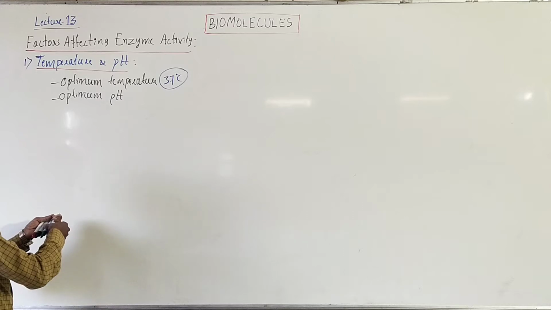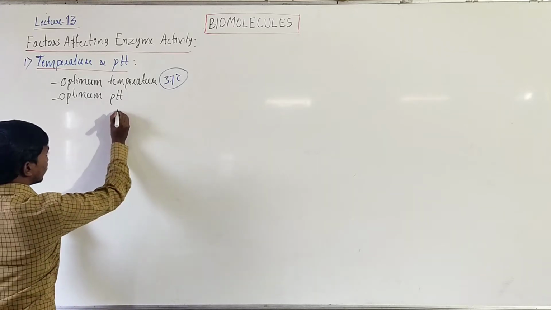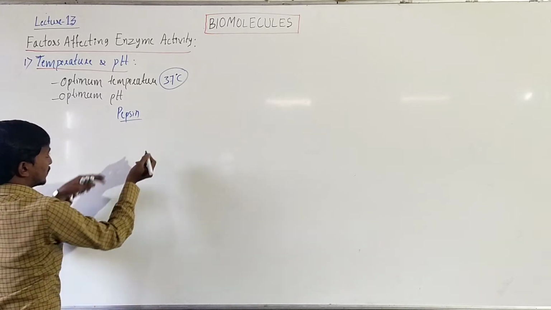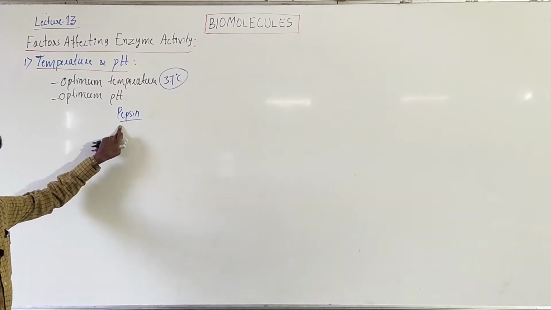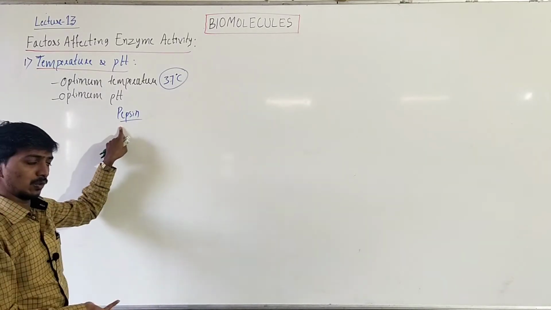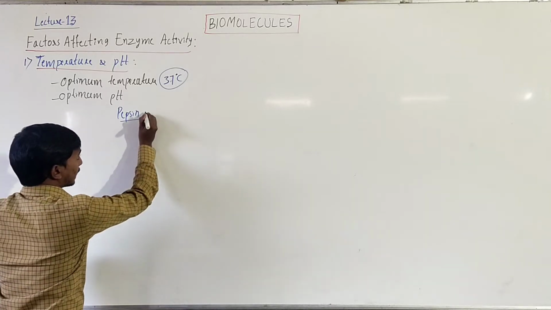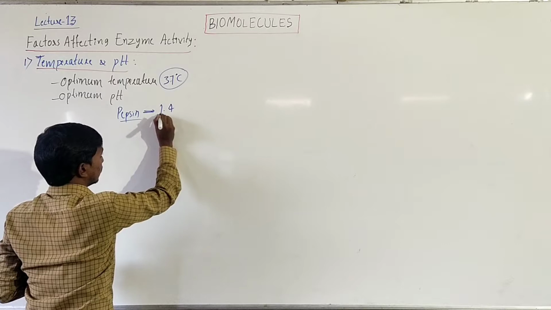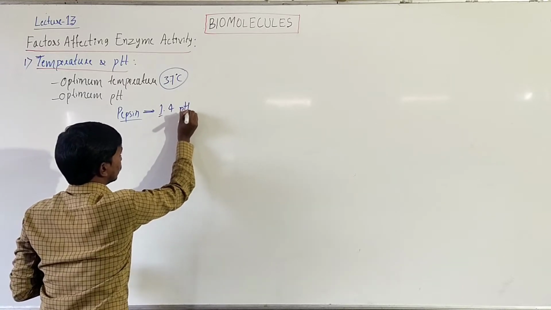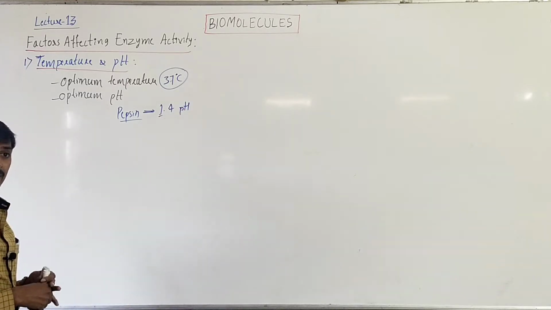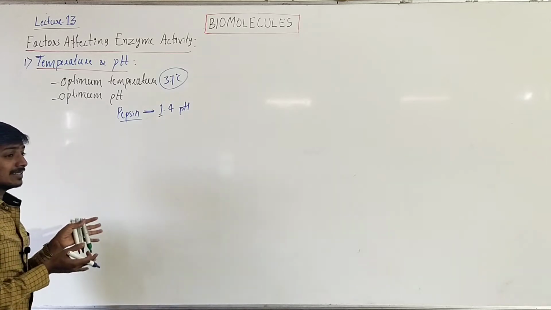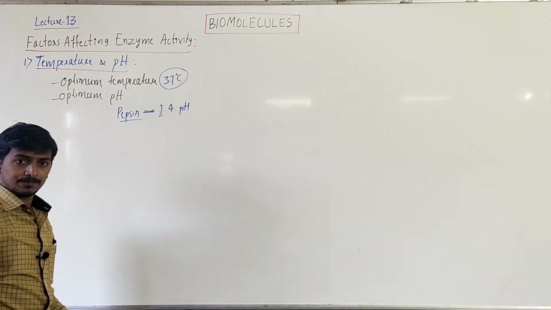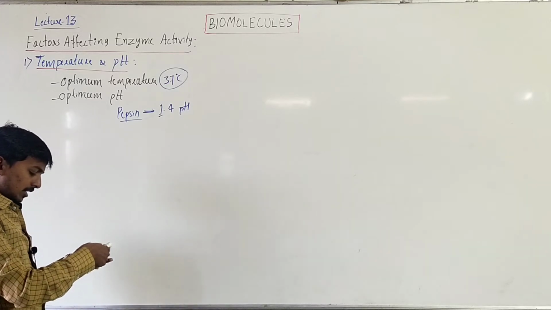When we come to pH, one example is the pepsin enzyme, which helps in the digestion of proteins. We will discuss it in human physiology. This enzyme will be active at a pH of 1.4. Like that, for every enzyme there is an optimum temperature and an optimum pH.